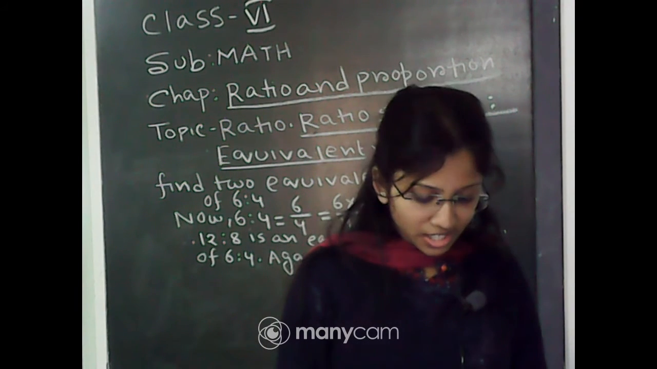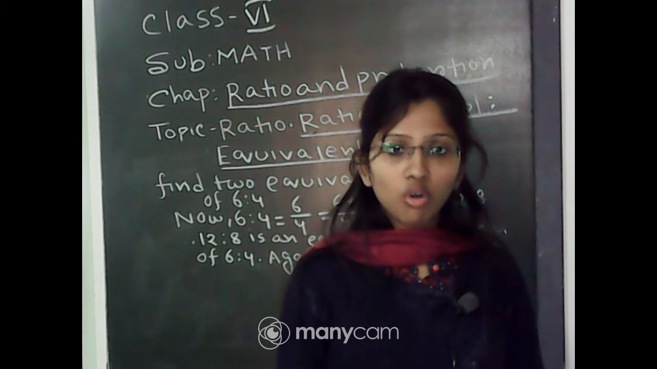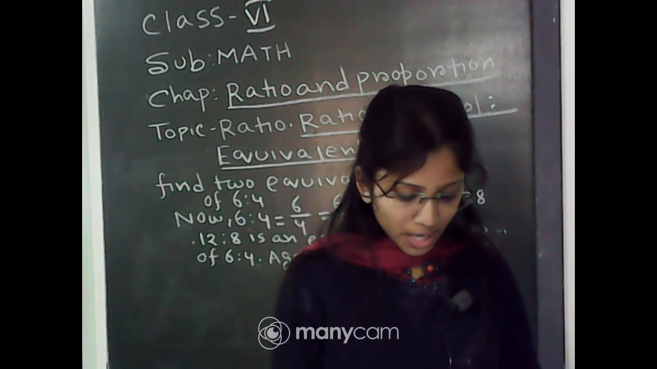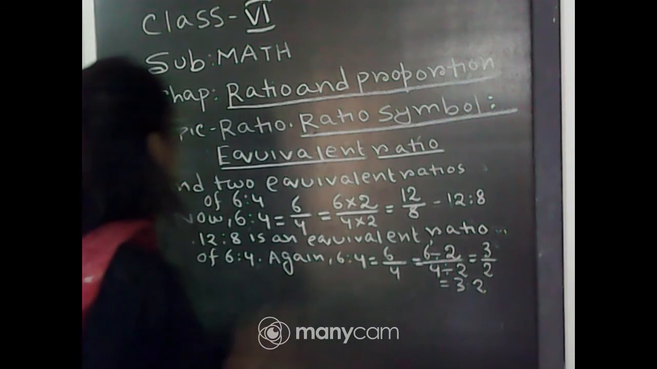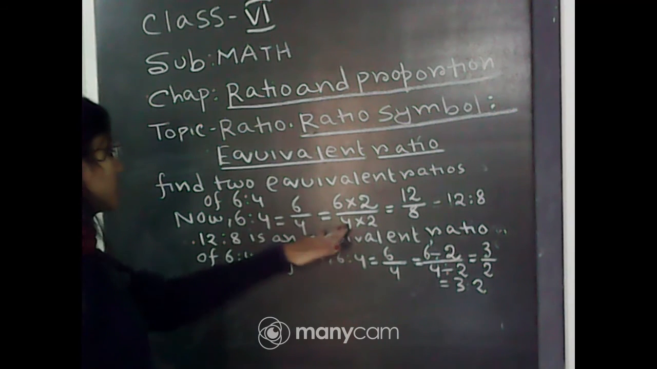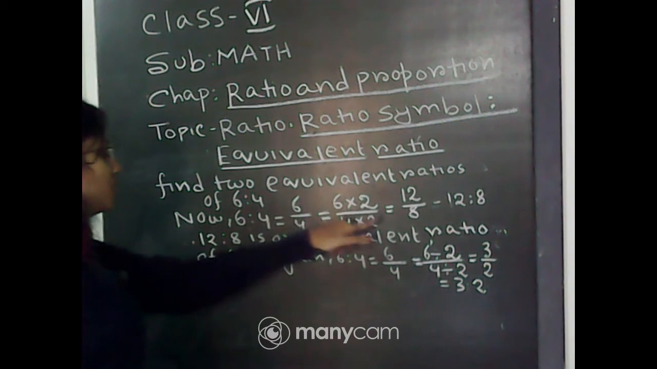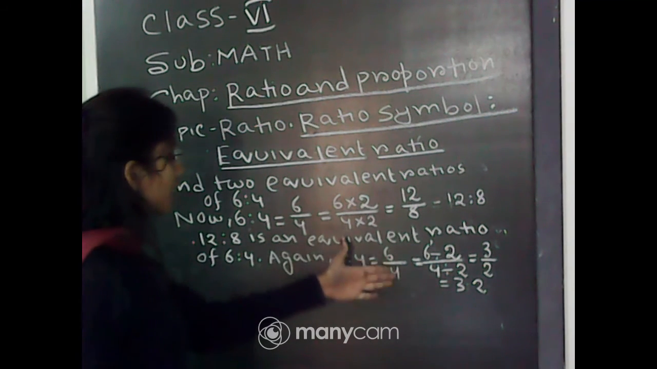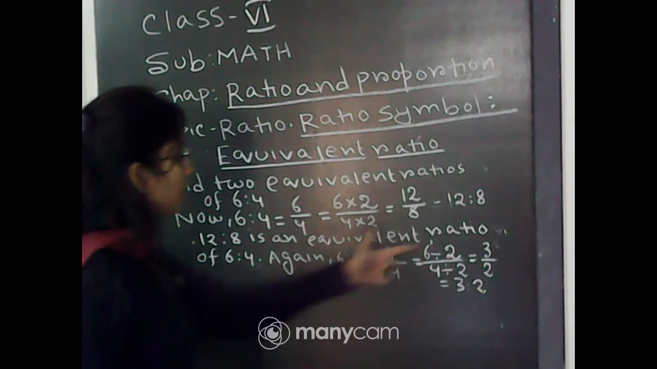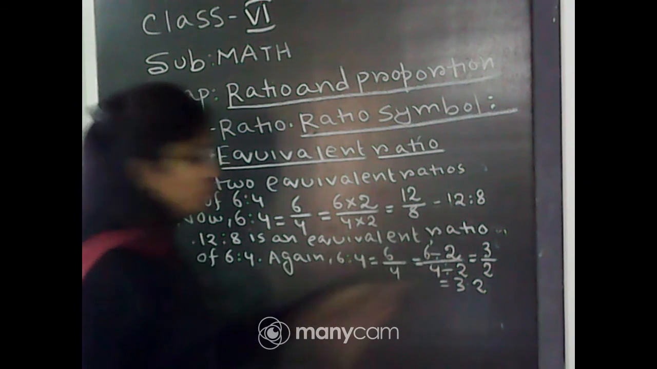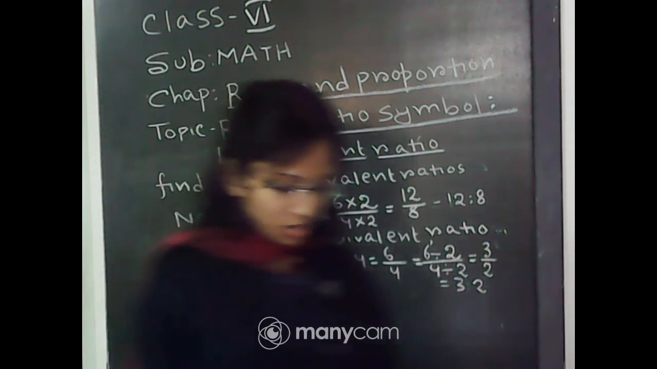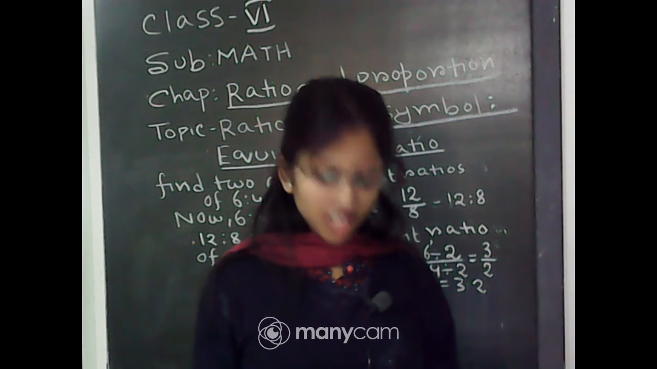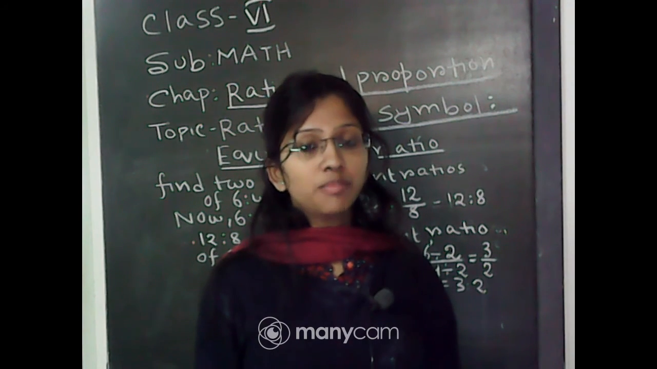Therefore, we can get equivalent ratios by multiplying or dividing the numerator and the denominator by the same number. Here, we multiply both the numerator and the denominator by 2 and we get 12 is to 8, and here we divide both by the same number 2.